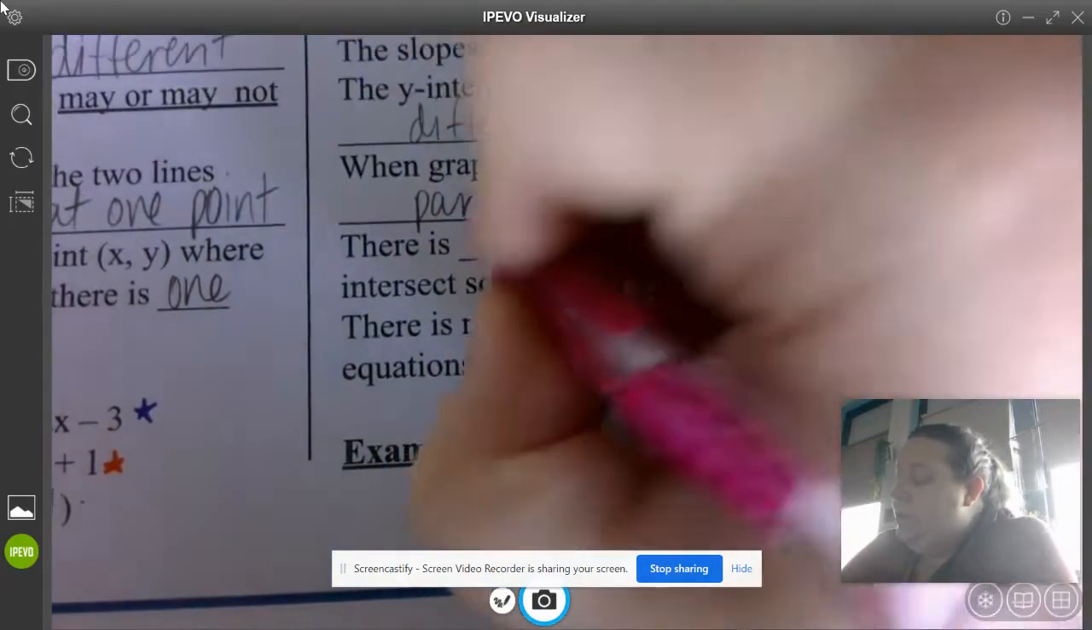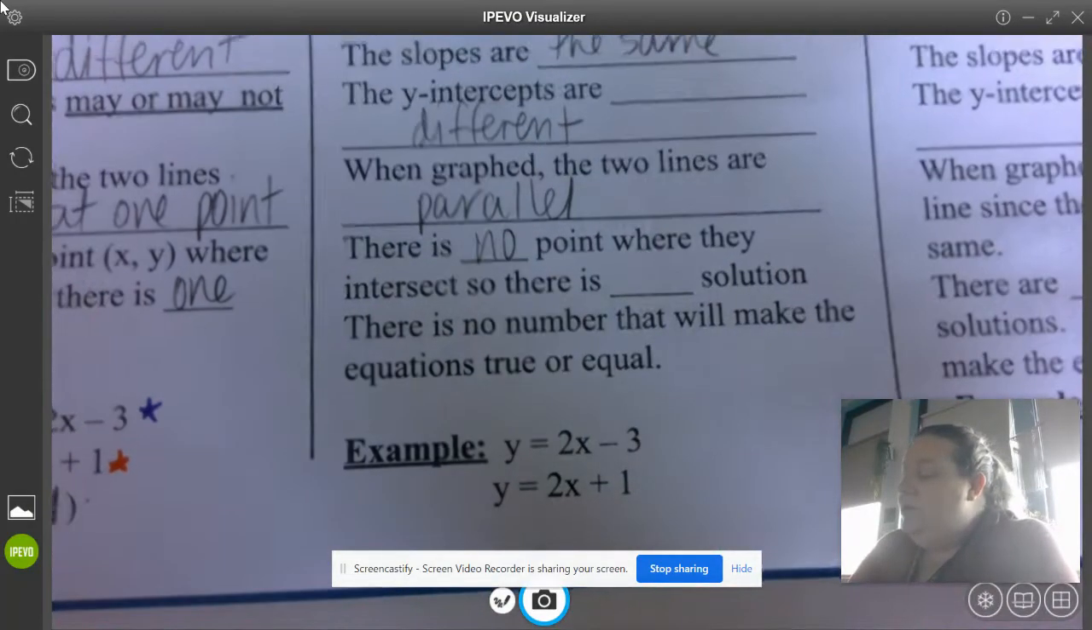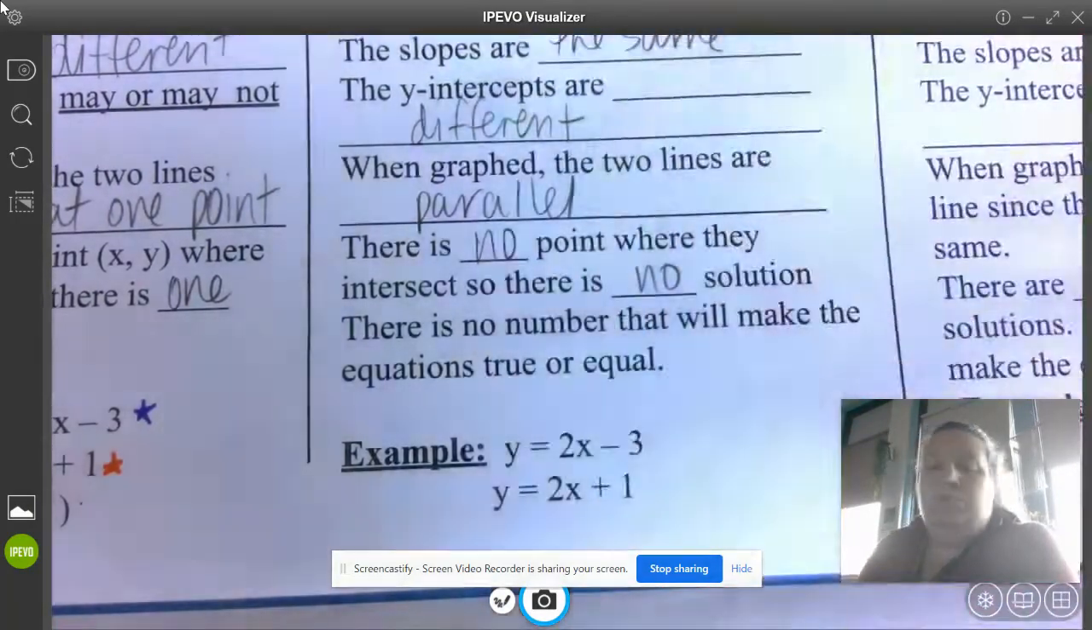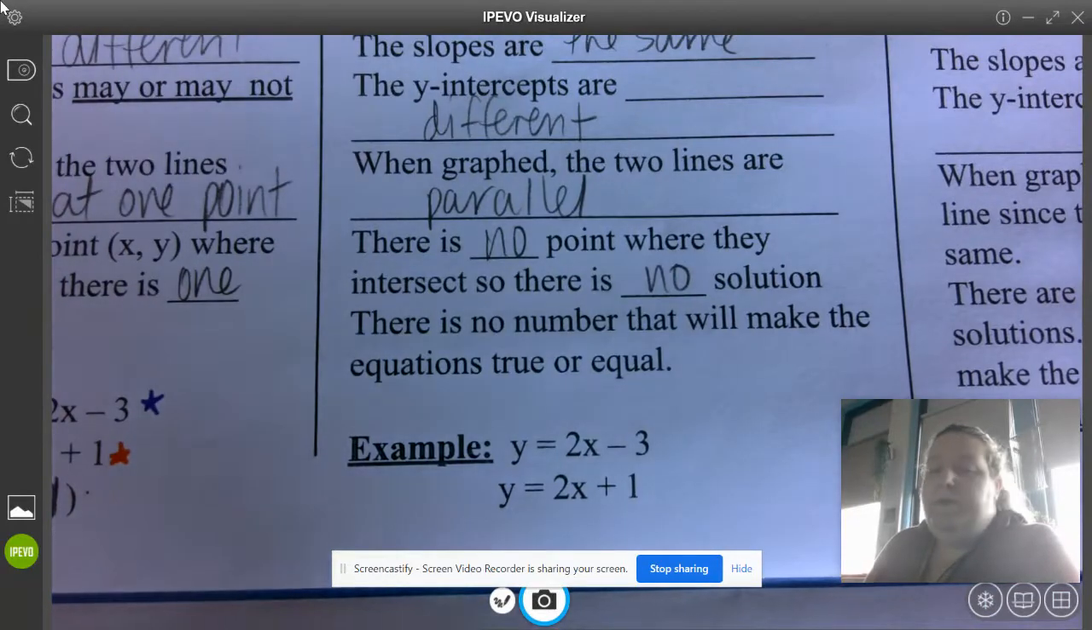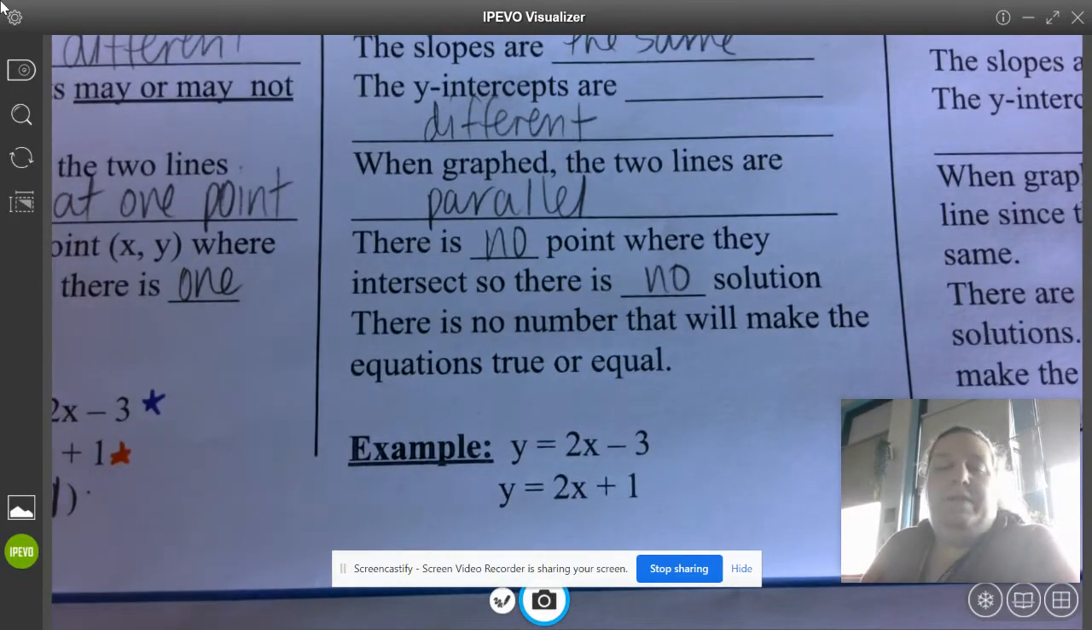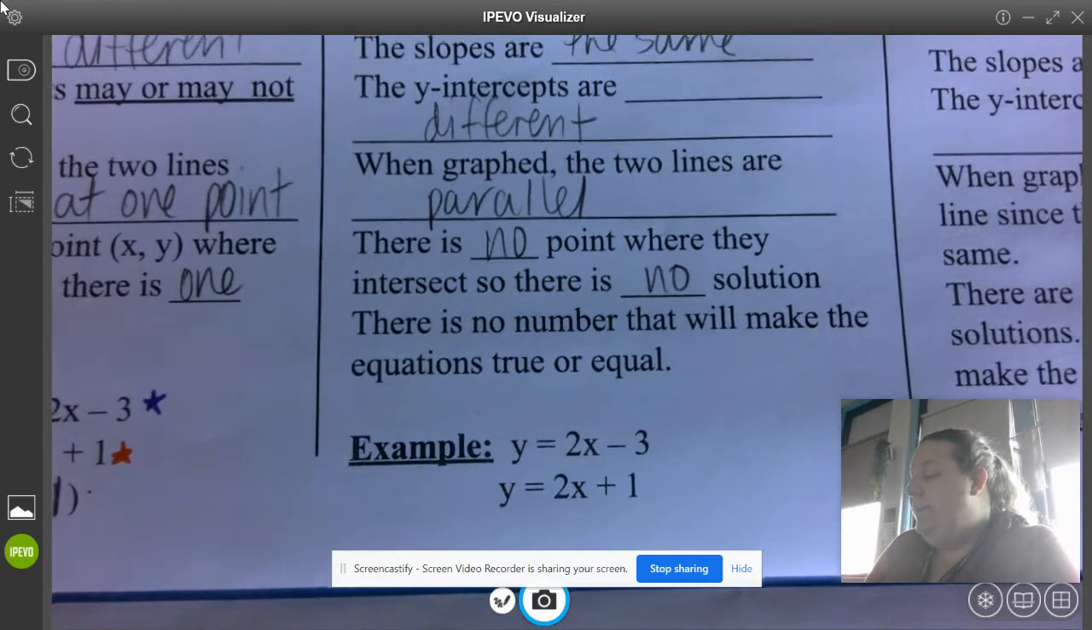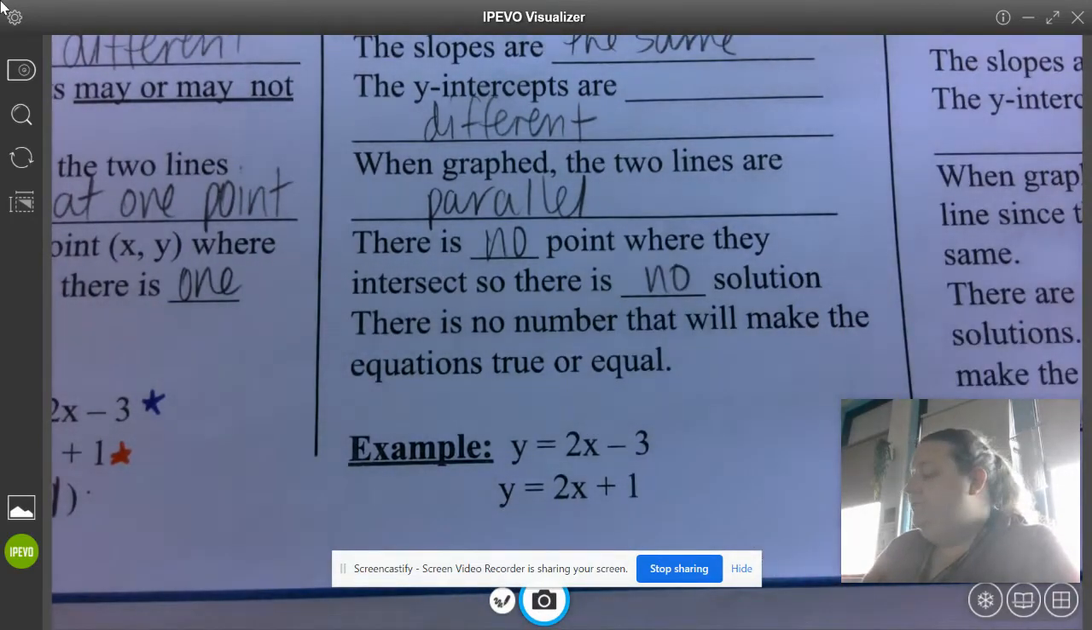So there is no point where they intersect, so there is no solution. There's no point of intersection. There's no point, or points, that they share in common. Okay.